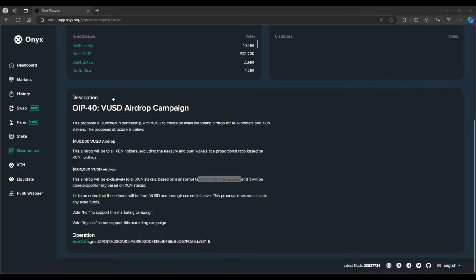But so 100 grand, right? They're giving away 100 grand. If you're just holding XCN and not staking, it's the 100 grand drop. And let's see how much you would get. So just multiply it by your percentage of total outstanding XCN. You're going to get $3.45. That's just you hold it in your wallet, right?